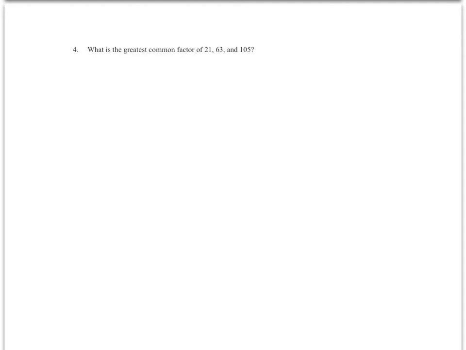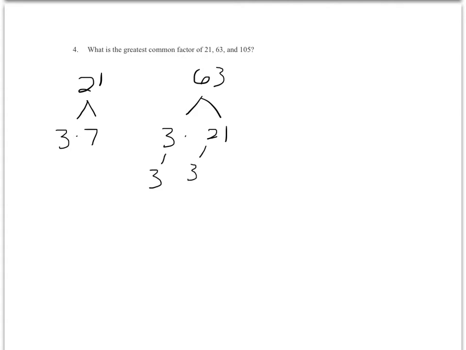Greatest common factor. If you make a factor tree of each of these numbers, you break it into prime numbers. 21 breaks down to 3 times 7. Those are prime. 63 breaks down to 3 times 21. 21 breaks down to 3 times 7. 105 breaks down to 3 and 35, and 35 breaks down to 5 times 7.